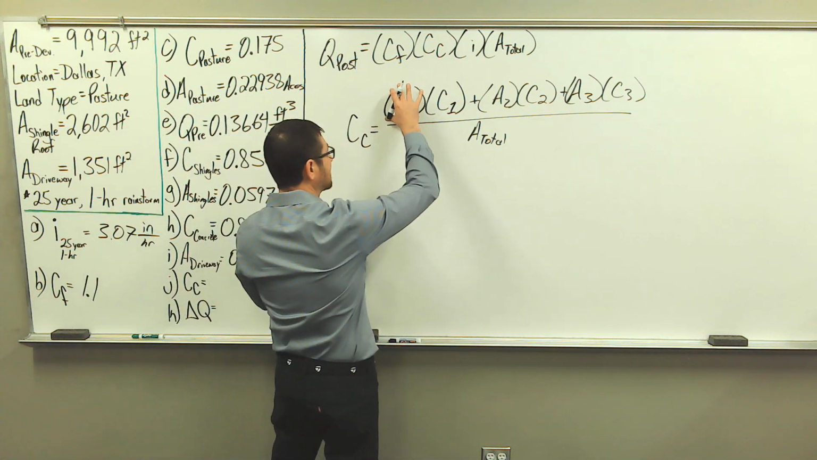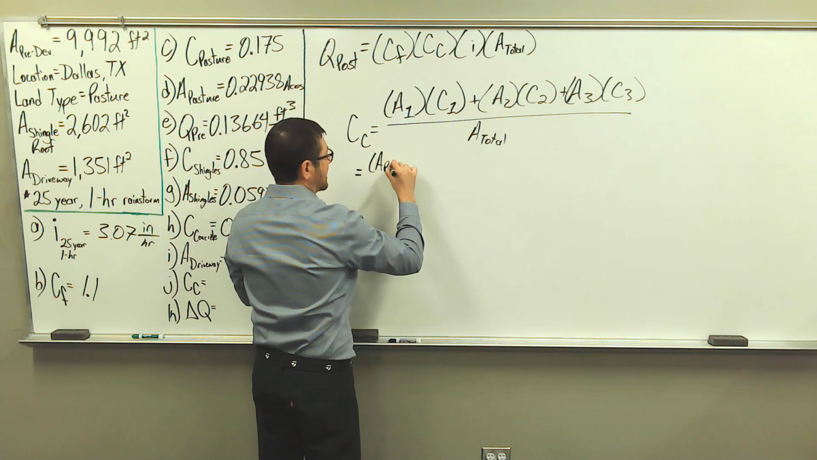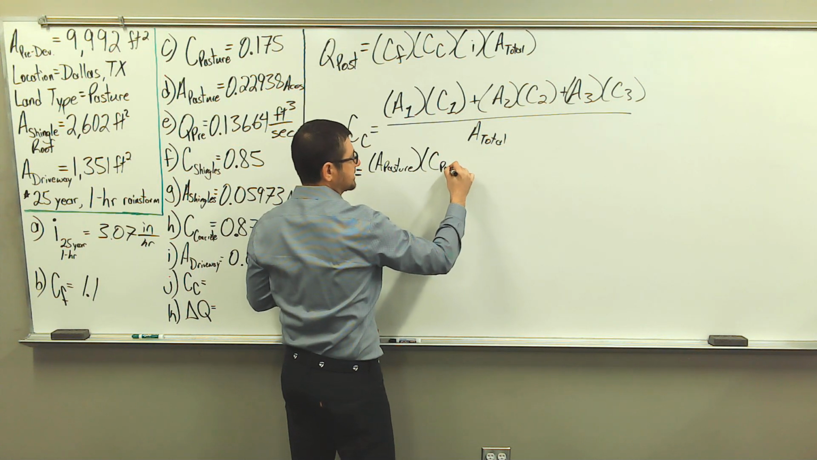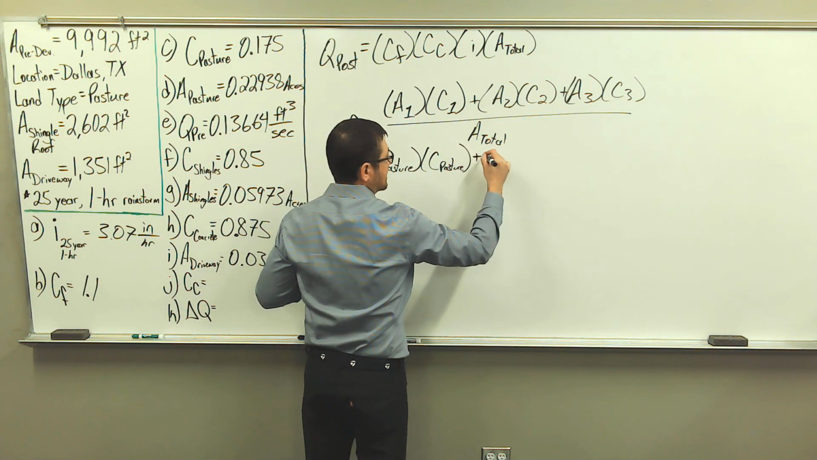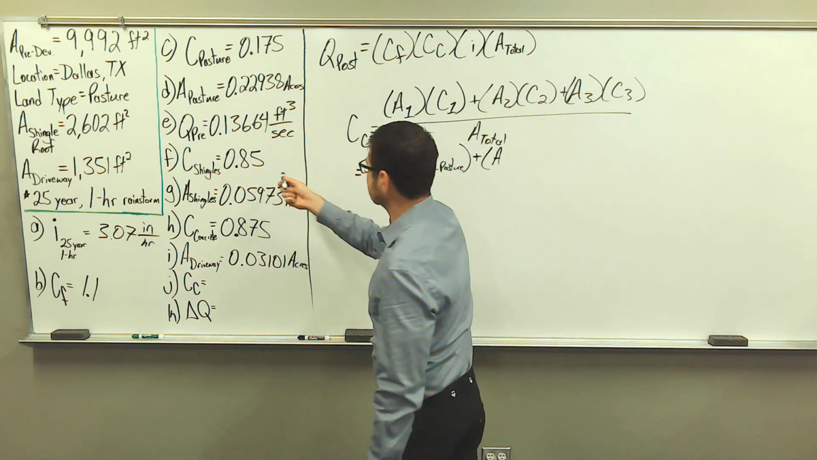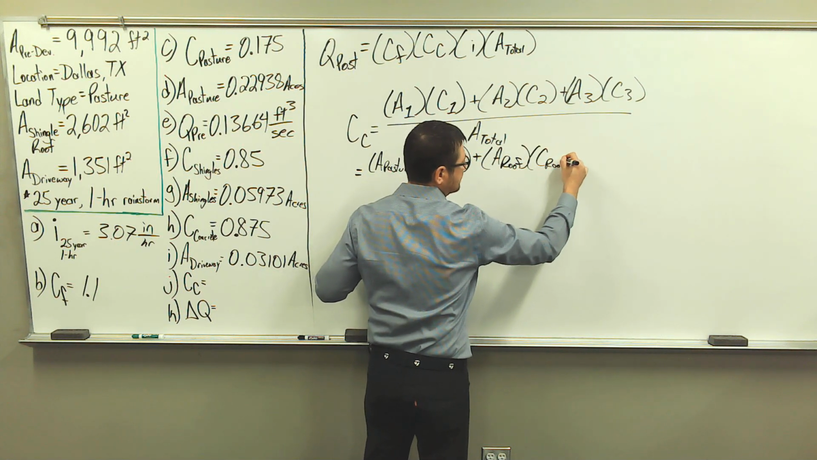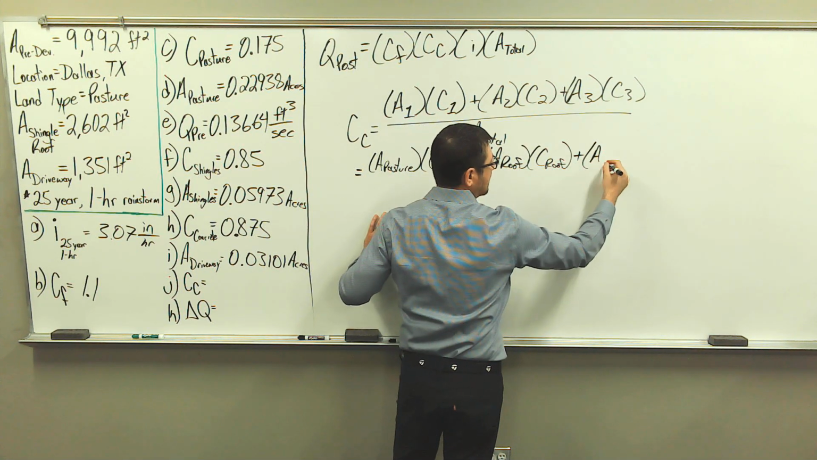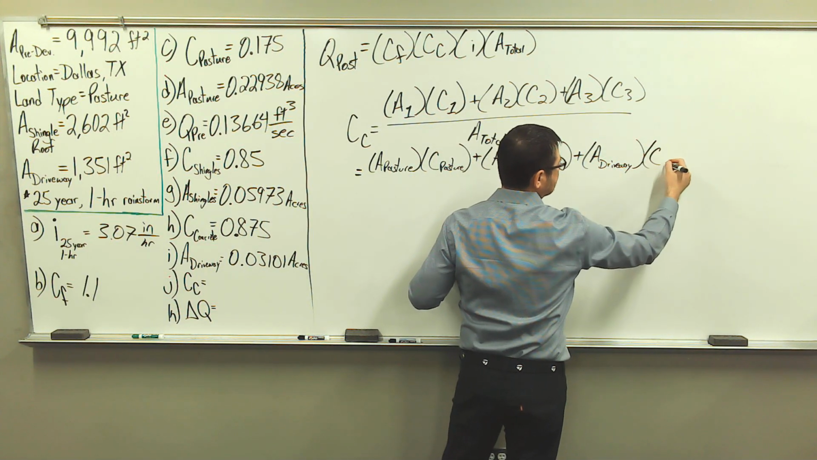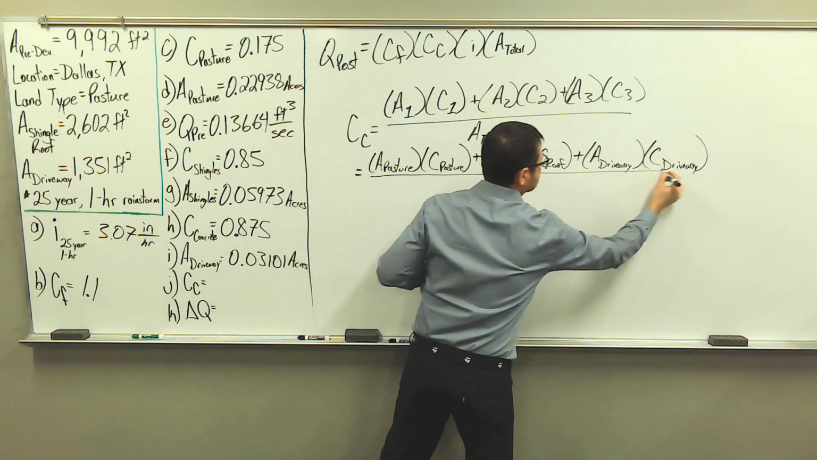Okay, and I'm just going to rewrite our variables here. So I've got area of the pasture times the runoff coefficient of the pasture plus area 2. This is going to be area of the roof times the runoff coefficient of the roof plus area of the driveway times the runoff coefficient of the driveway, all divided by our total area.